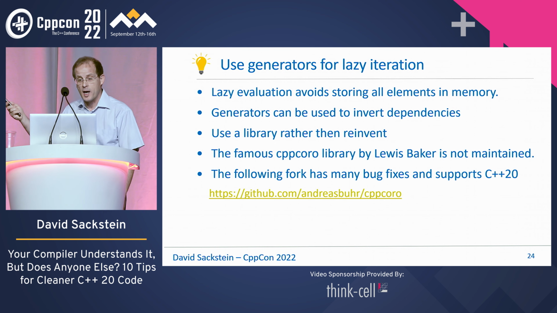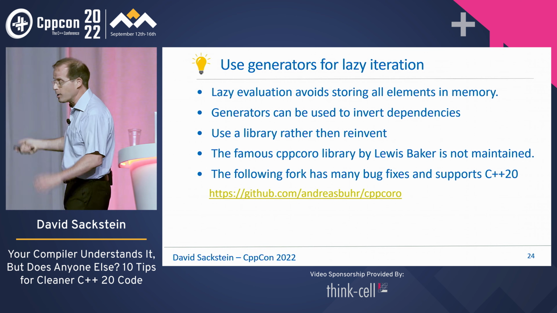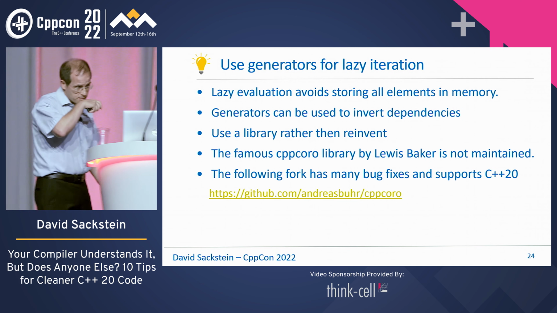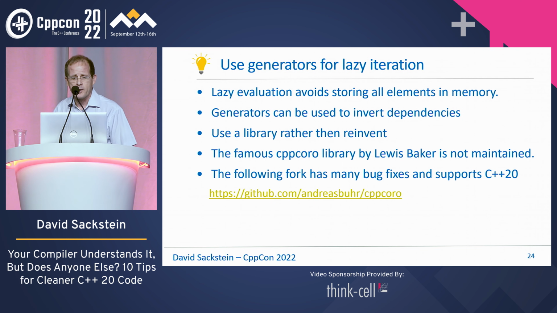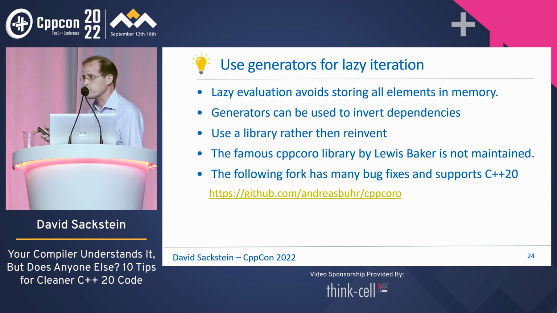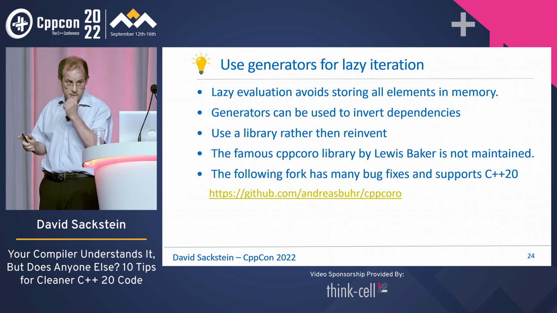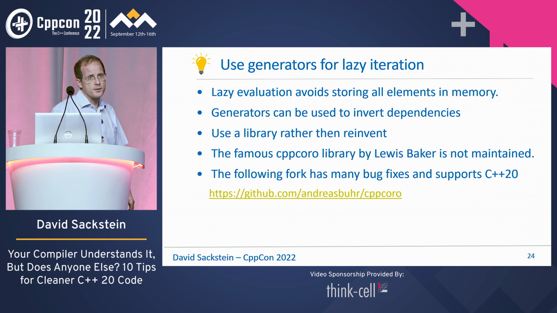The famous CppCoro library, as I mentioned, by Lewis Baker, unfortunately is not being maintained. I may be wrong, but the last time I looked, it wasn't being maintained. So I actually used the fork of this library, which you can also take from here, by Andreas Buhr. It does support C++20. In other words, it doesn't use the experimental headers, it uses the C++ headers. And it also fixes a lot of bugs, and I've incorporated it into the library.